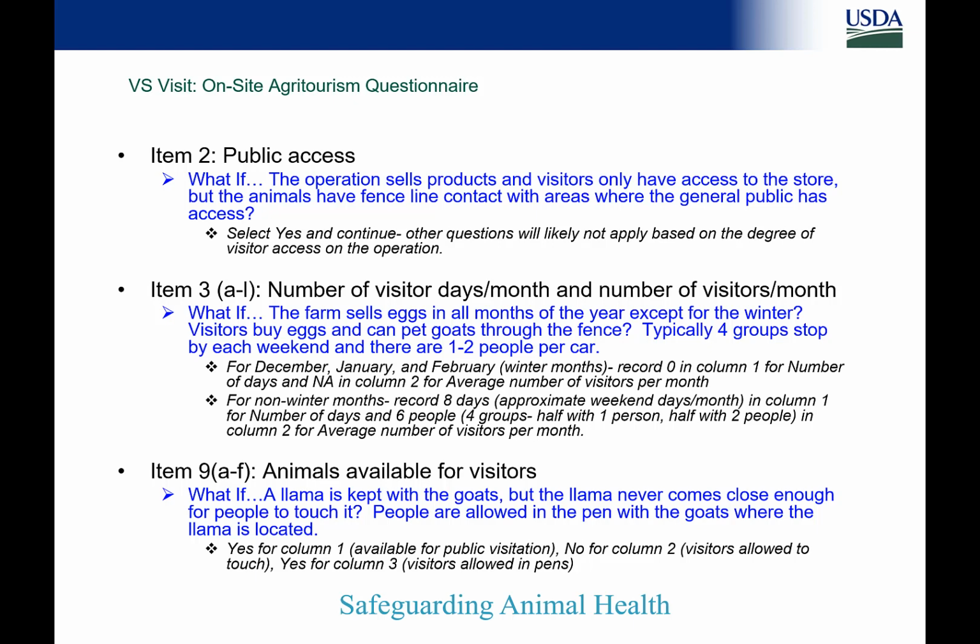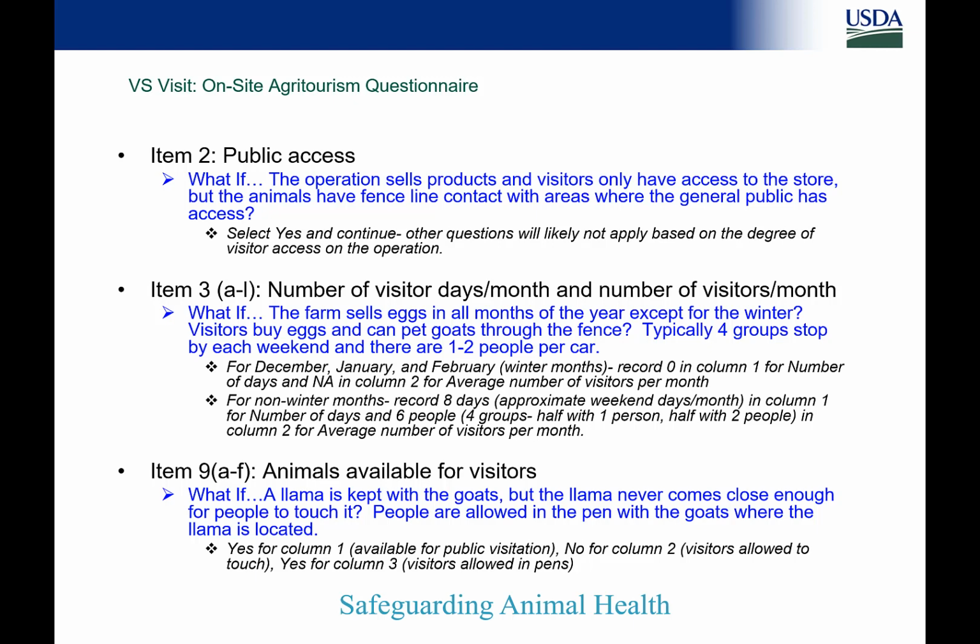So during the previous 12 months, what goat types and other animals were available for public visitation? For available animals, were visitors allowed to touch the animals, and were visitors allowed in the pen? So if you say yes, an animal was available for public visitation, then you need to answer the next 2 columns.